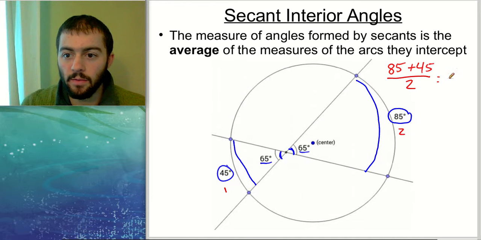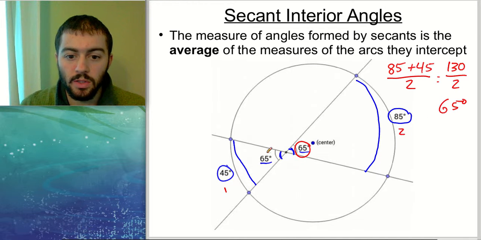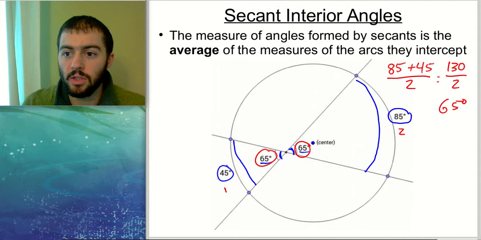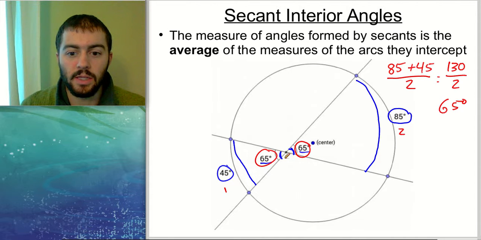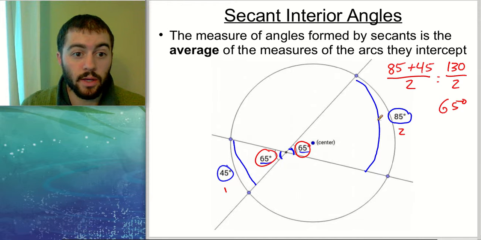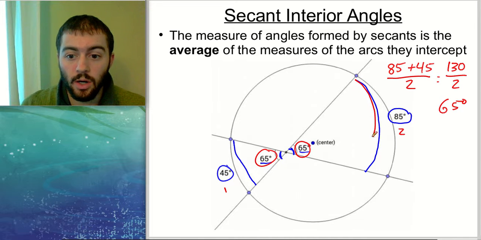So 85 and 45 would give us 130. If we divide that by 2, that would give us 65 degrees. So that's how we could come up with these two angle measures in the middle here. So reviewing this rule, the angles formed on the interior, these vertical angles that we get by these secant lines, are the average of the arcs that they intercept. So we're going to have two intercepted arcs here, 1 and 2.